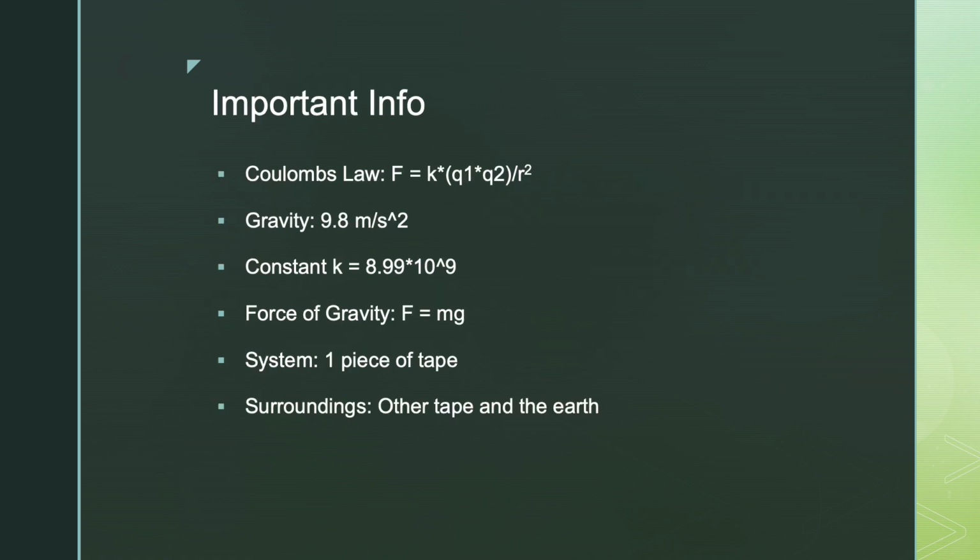So some things that we need to know before we go into this lab, first of all, is the equation for Coulomb's law, which is F equals K times Q1 times Q2 over R squared. It's important that R is a vector here. And then you need to know that gravity is 9.8 meters per second squared, and the K in Coulomb's law is equal to 8.99 times 10 to the ninth. Then, of course, the force of gravity is equal to mg.